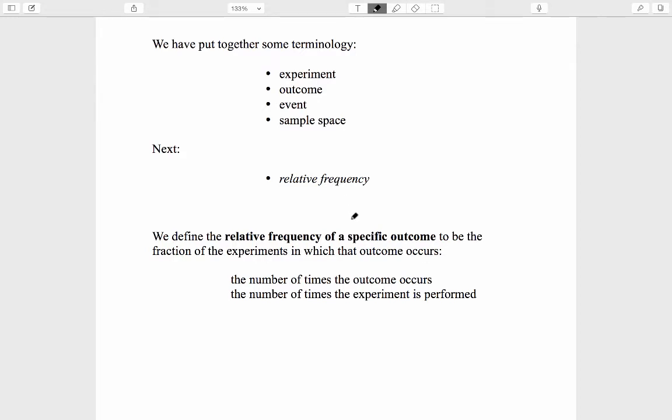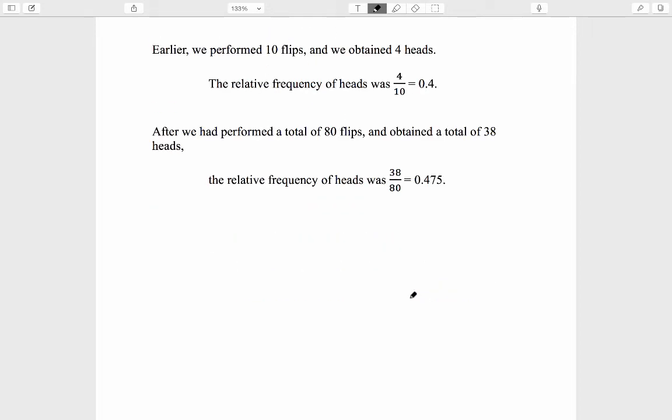If an experiment is repeated a number of times, we can talk about what fraction of the time a certain outcome occurs. We define the relative frequency of a specific outcome to be the fraction of the experiments that we actually perform in which that outcome occurs. So in other words, the number of times the outcome occurs divided by the number of times the experiment is actually performed. This is precisely what we computed in our coin flipping experiment earlier.